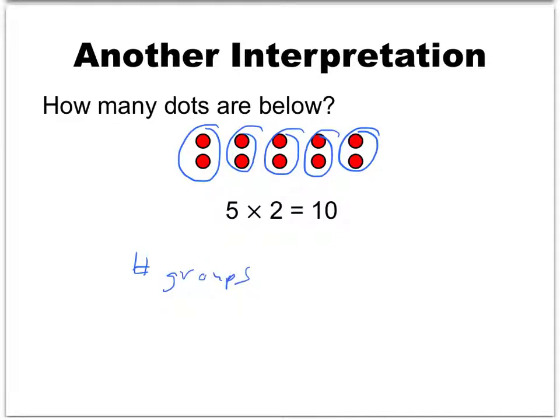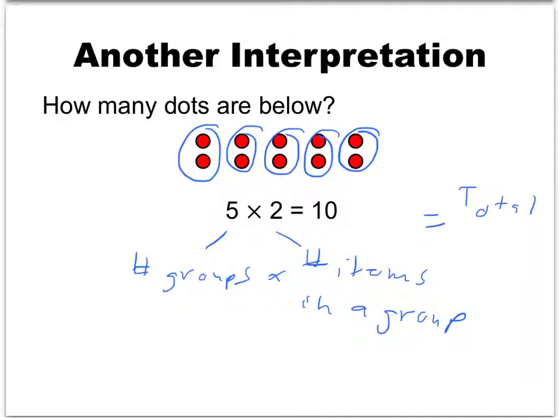And then the 2, where did the 2 come from? Well, the 2 was the number of dots that we had in each one of those groups. So it's the number of groups times the number of items in a group. That's what the 5 represents, and that's what the 2 represents. And then what does the 10 represent? Well, 10 is the total number of dots, or total number of items. So this equals the total number of items. That's what the 10 represents.